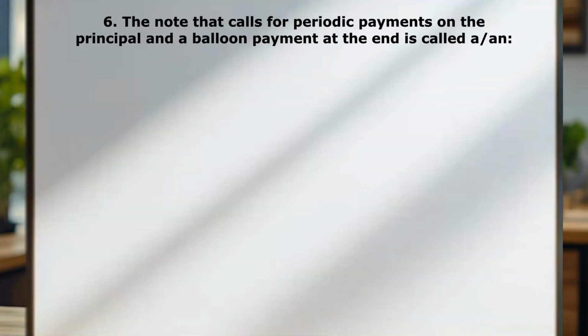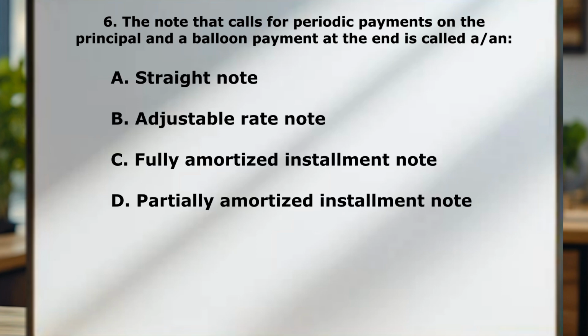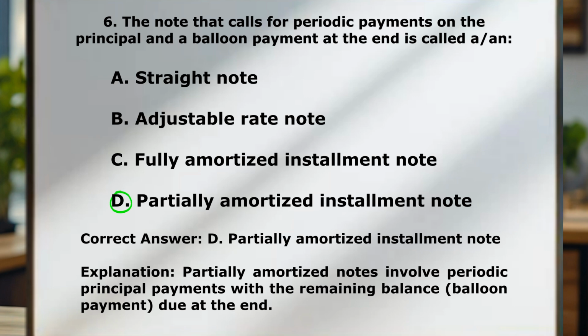Question number 6. The note that calls for periodic payments on the principal and a balloon payment at the end is called A, a straight note. B, adjustable rate note. C, fully amortized installment note. D, partially amortized installment note. Correct answer here is D, partially amortized installment note.